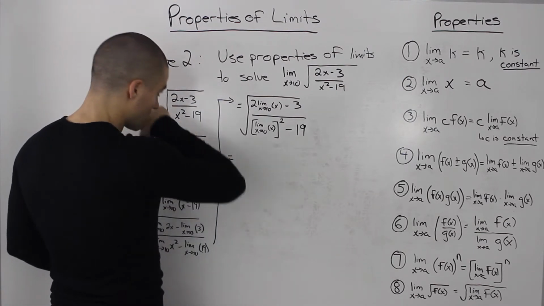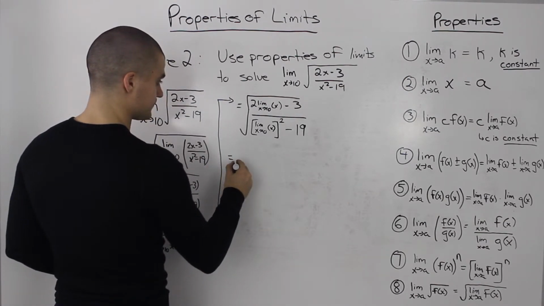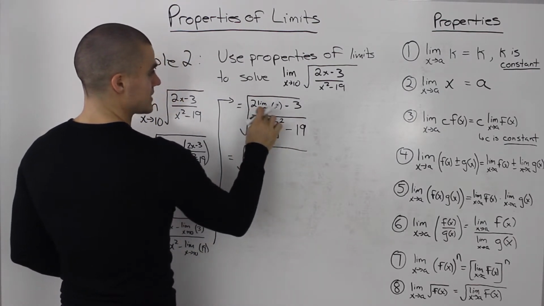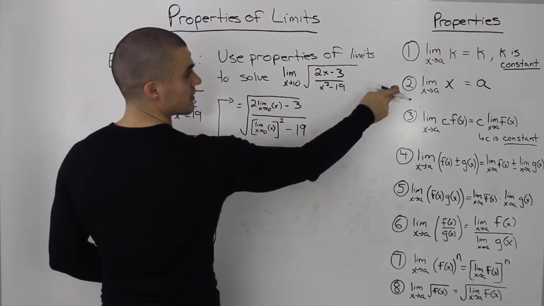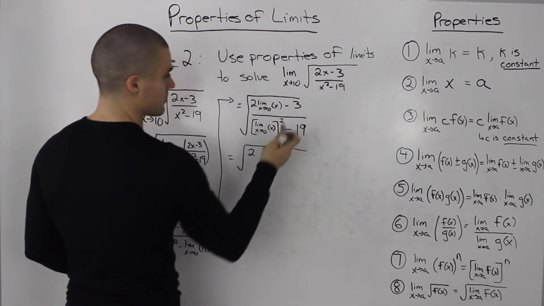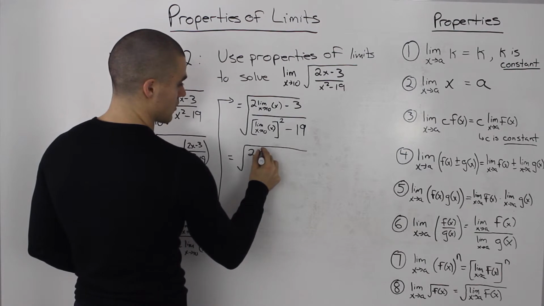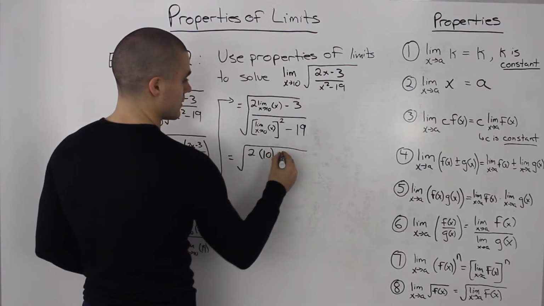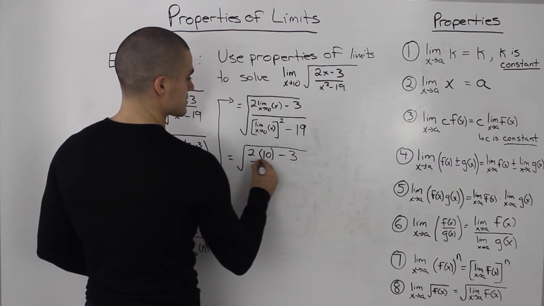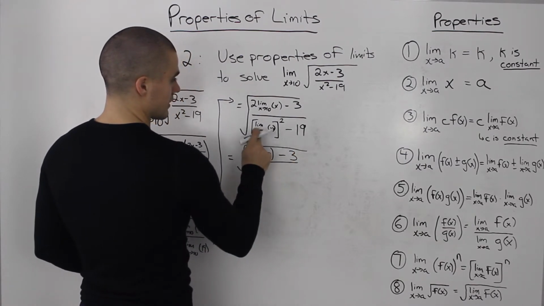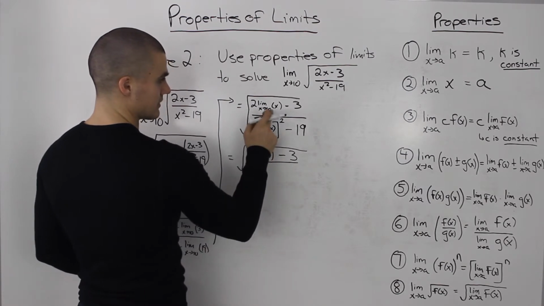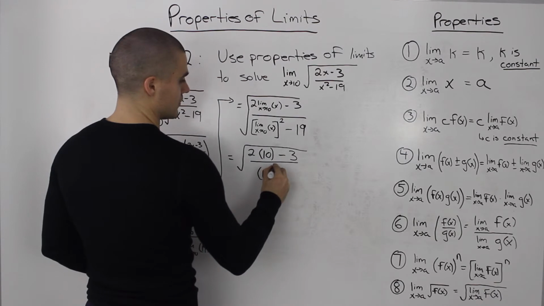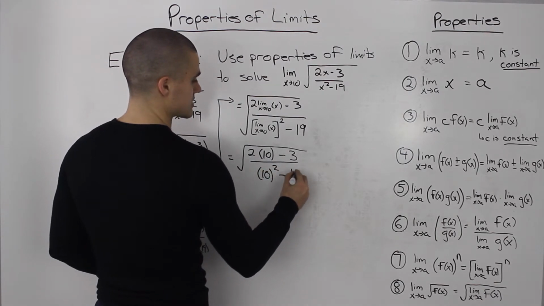And then I'll have 2 here. The limit as x approaches 10 of x, we could use property 2 to just sub in 10. That's as raw as it could get. We can't simplify any further, so we could just plug in 10 there. The minus 3 stays over the limit as x approaches 10 of x. Again, same thing as we did in the numerator, we could just plug in 10 there. We have to square it. Minus 19.